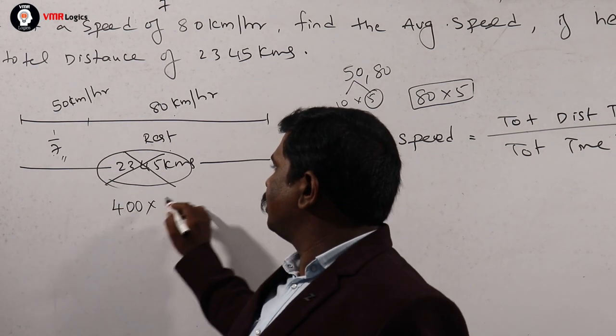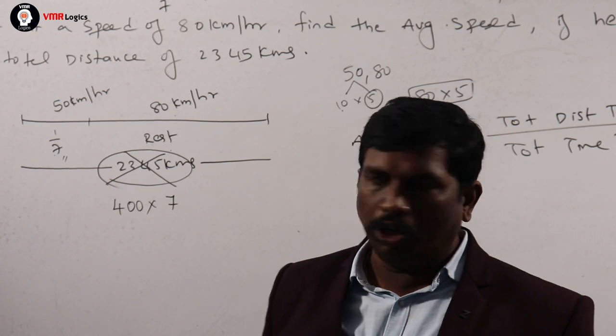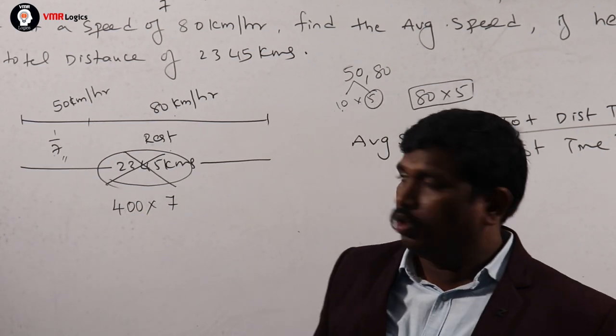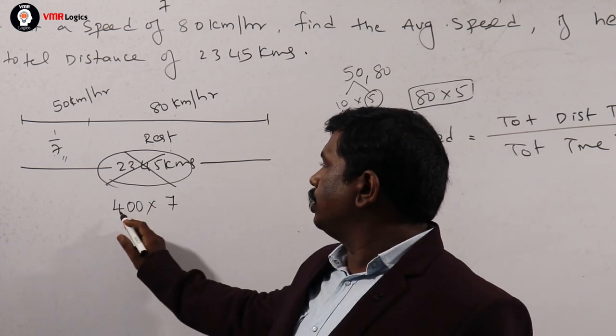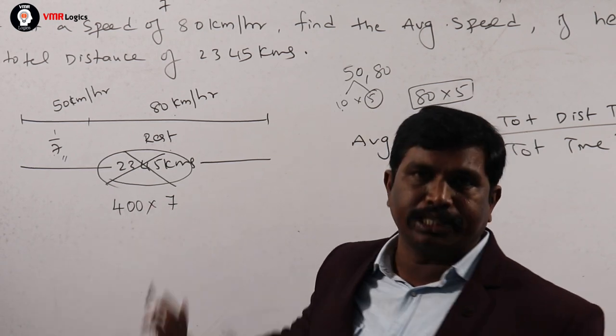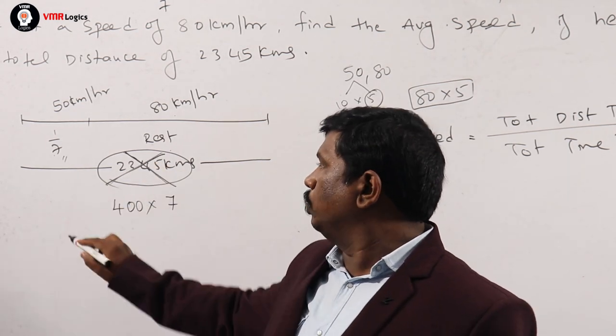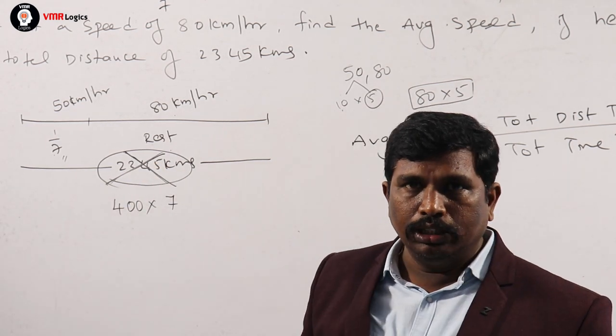So I just assume the total distance is 400 into 7, because in the denominator 7 is there, so I am taking 7 here. So guys, I assume the total distance is 400 into 7. I cancel the given value and take a comfortable value.